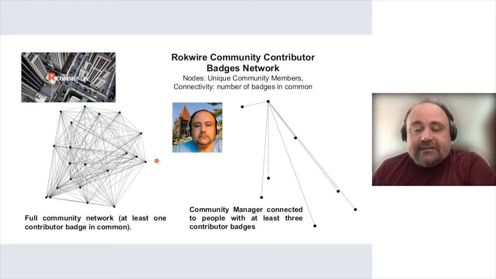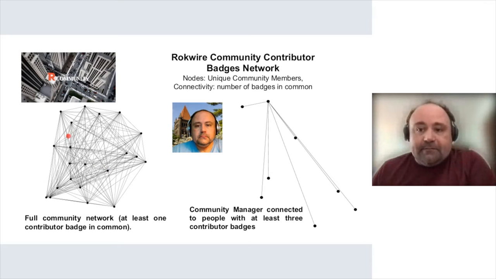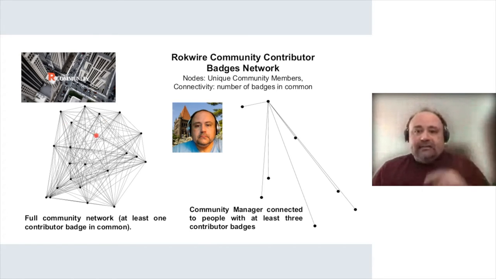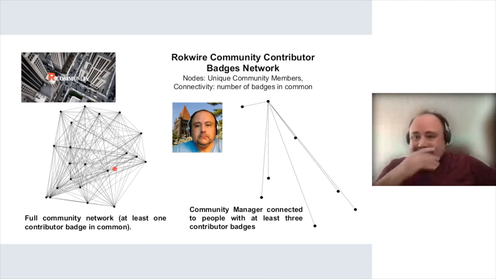But you can also make these network graphs. This is a full community network based on that same sample. What this network is based on is the badges that people have in common. Each of these dots represents a contributor, and each of these lines represents a badge that they have in common. So you see it's kind of messy. You can't really see much structure. You can see some triangles here, which are actually important in network analysis.